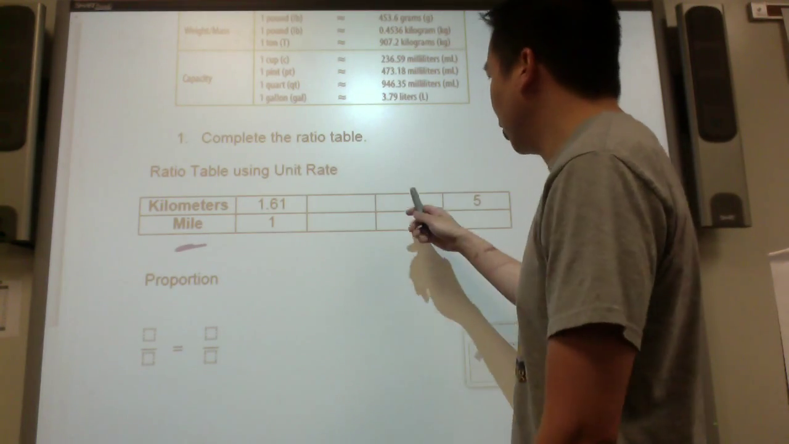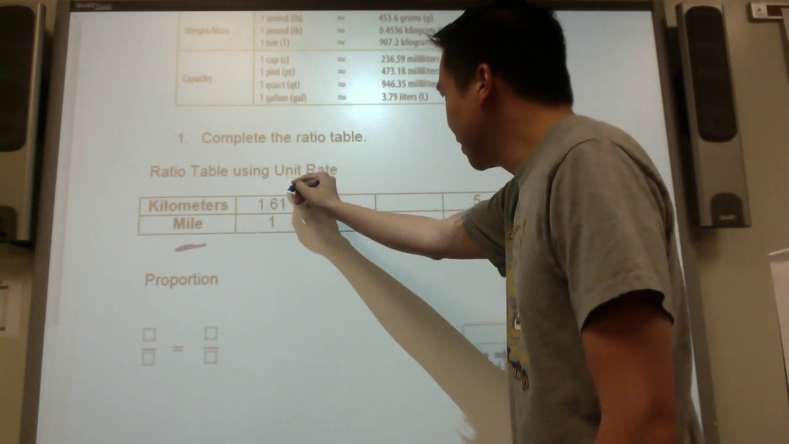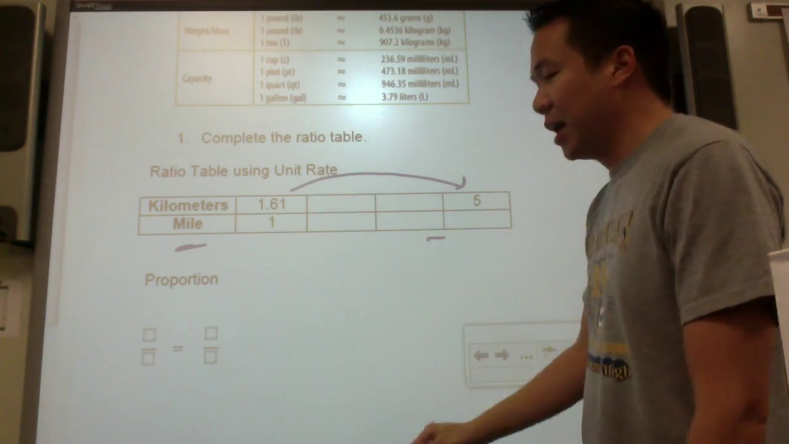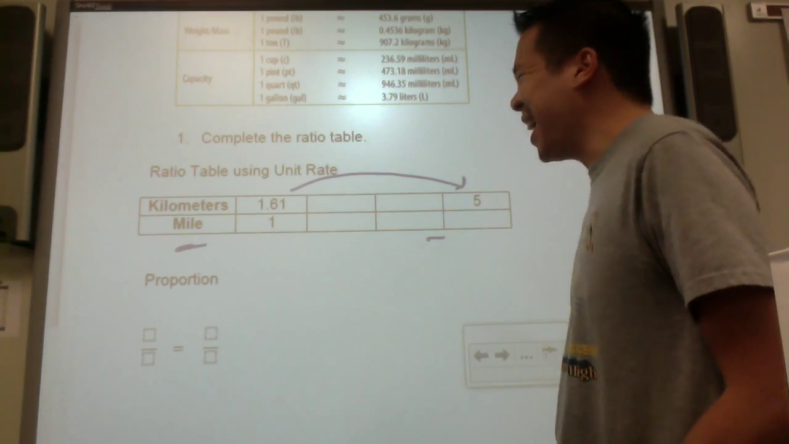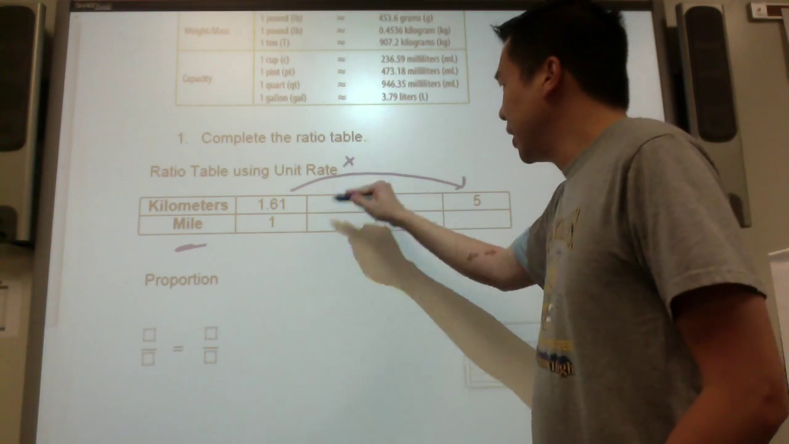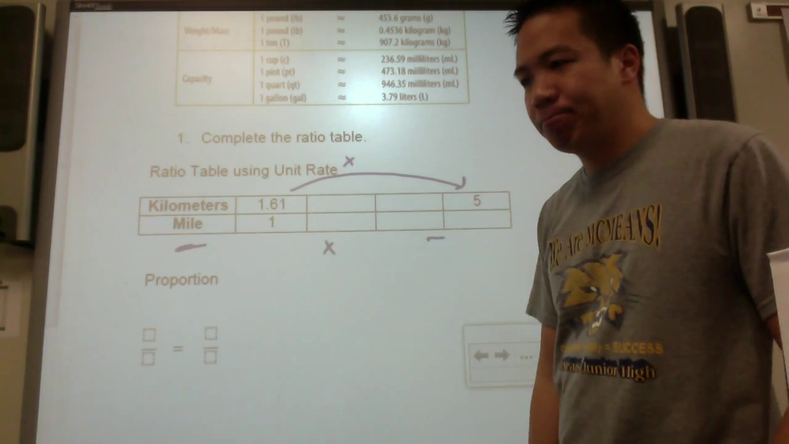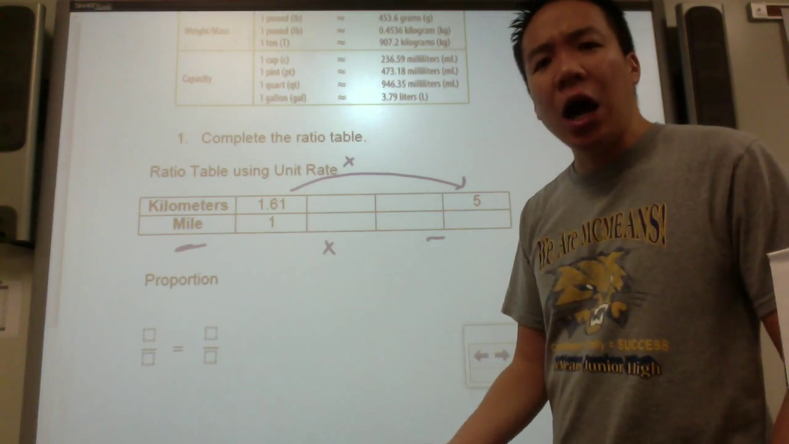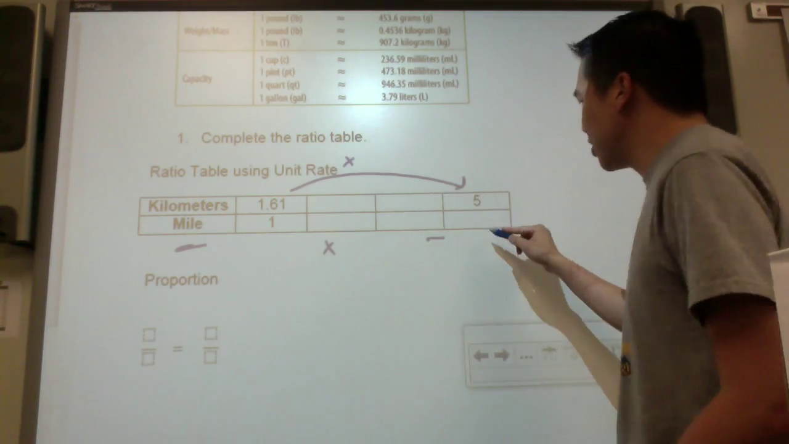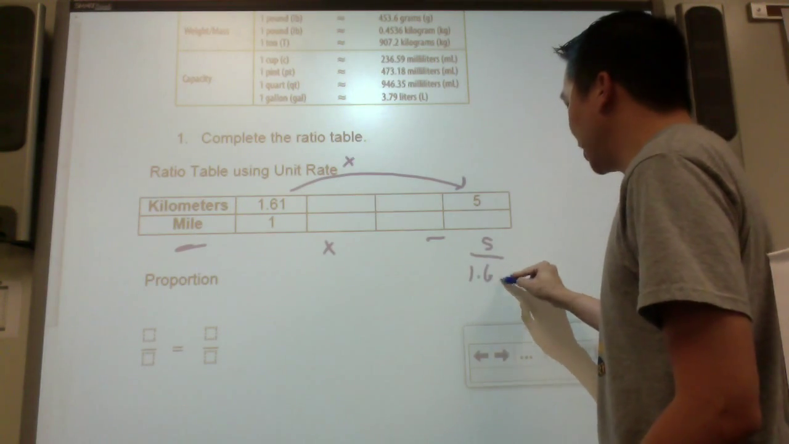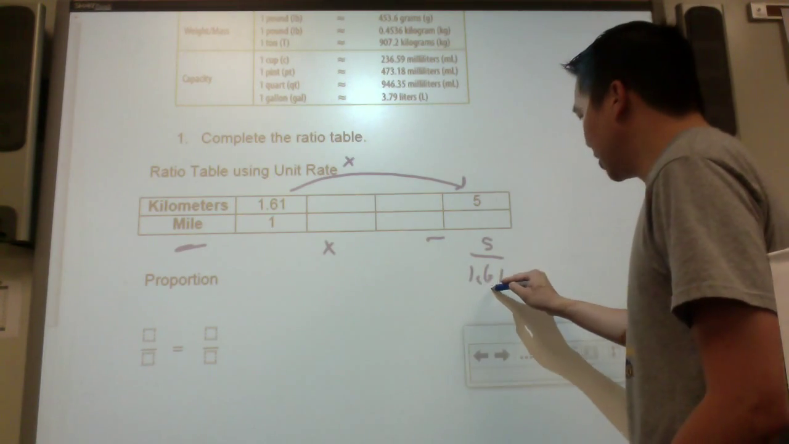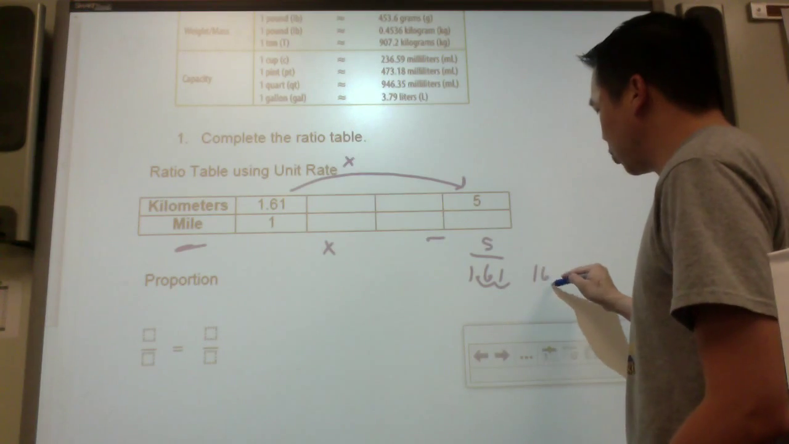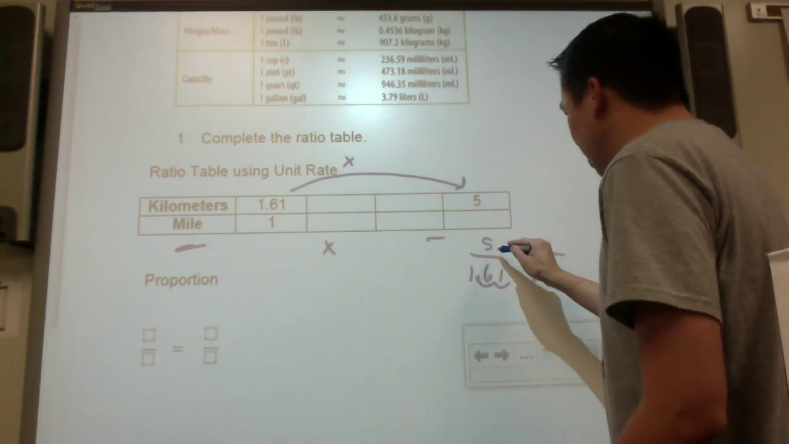So I want to build this up to 5 kilometers. What do I multiply 1 and 61/100 by to get 5? I cannot get it off the top of my head. So what operation is the opposite of multiply? Divide. So let's divide this: 5 divided by 1 and 61/100. Move the decimal 2 over, and it becomes 161, a whole number. So the decimal's right here.